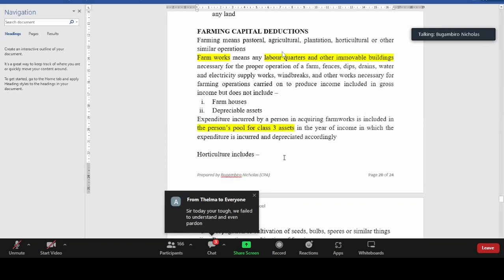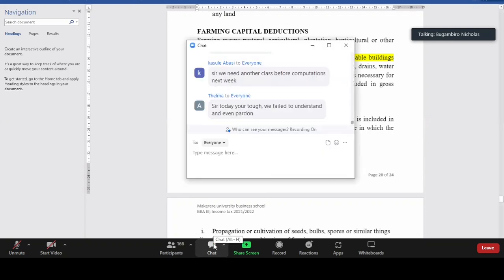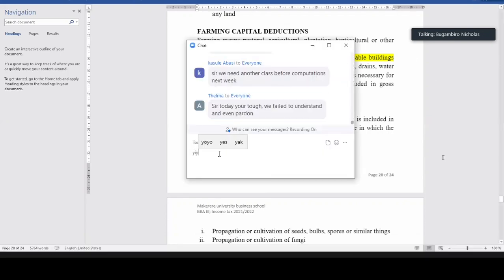Expenditure incurred by a person in acquiring farm works is included in a person's pool of class 3 assets in the year of income in which the expenditure is incurred and depreciated accordingly. So you depreciate it using the principles of class 3.